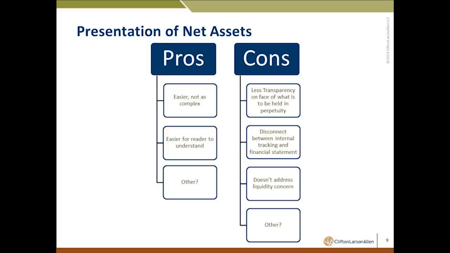Again, there's less transparency as to what could be available into the future, i.e. temp restricted, versus what's in your endowment. There's a disconnect between your internal tracking, your financial statements, and again, it doesn't address liquidity concerns. It's still not giving the reader of the financial statement an understanding of what is available, which net assets are available to be spent. It's just relating to donor restrictions, so they didn't broaden that prospect.